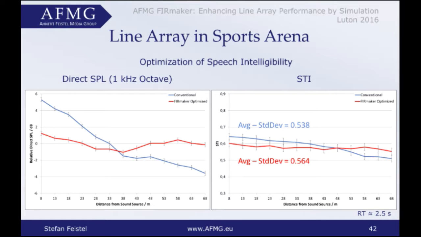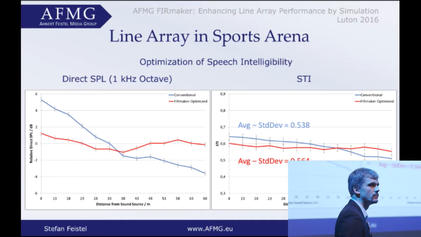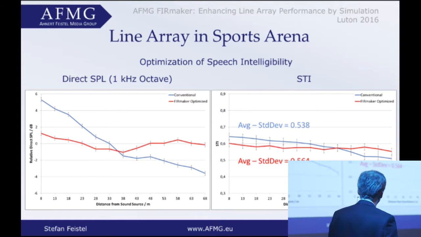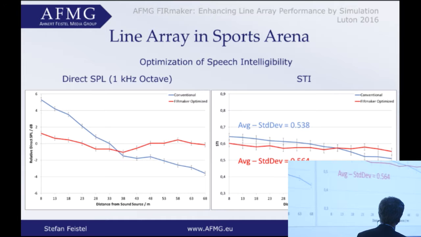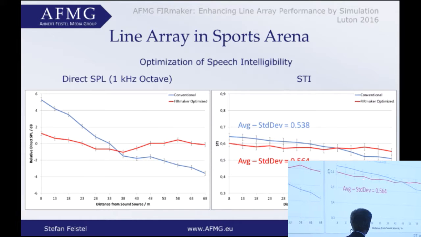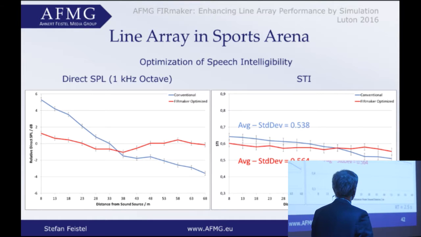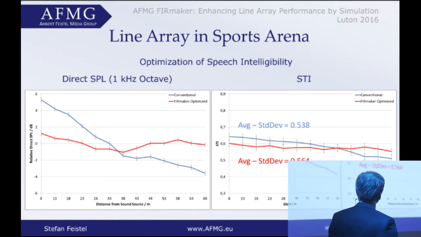Yeah? STI is very roughly speaking a measure of early energy or direct sound, early arrivals energy versus reverberation, very roughly speaking. And if you get a more homogeneous direct field, you get a more homogeneous speech intelligibility. That's clear, because the reverberation is basically the same everywhere, right? So, and why does that help us? Because the standards, they ask not just for the average STI, which actually in this case isn't much improved by FIRmaker, but the average STI minus standard deviation. Yeah, to have a number that quantifies basically kind of the worst case in the venue. Or the largest part of the venue is covered by this number.